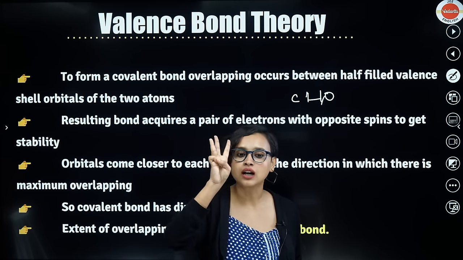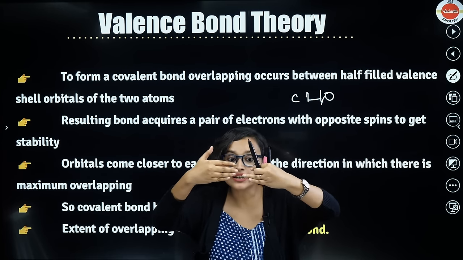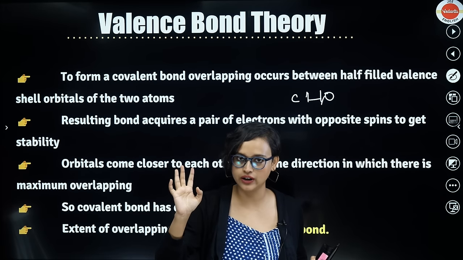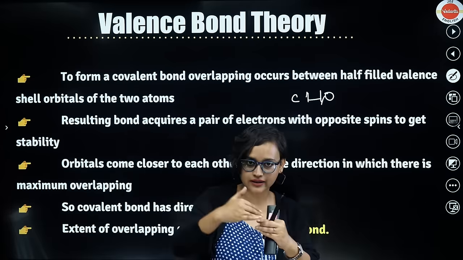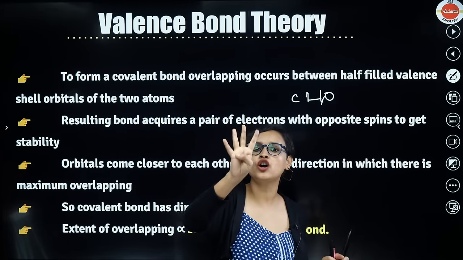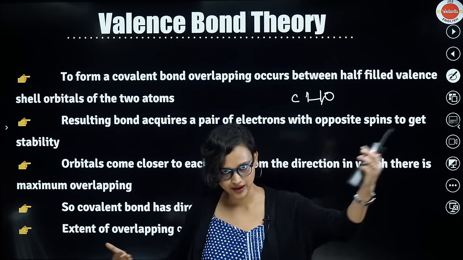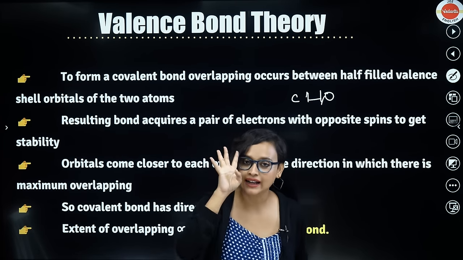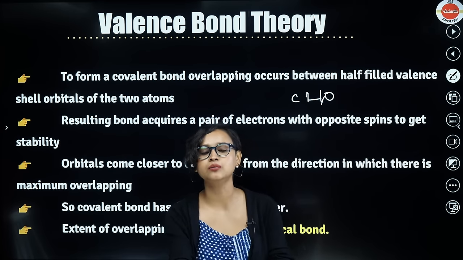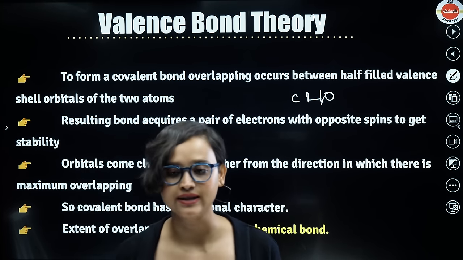Third one is, orbitals come closer from the direction in which they think maximum overlapping will happen. They can come like this, they can come like this, they can come like this, but maximum overlapping is necessary. Fourth, they say covalent bond is directional. Obviously, it's coming from a different direction. And the fifth point is, the more the overlapping, the more the chemical bond strength. We got it? Yes, great, amazing.